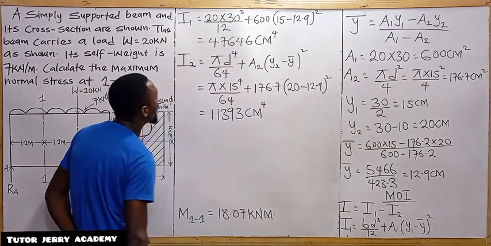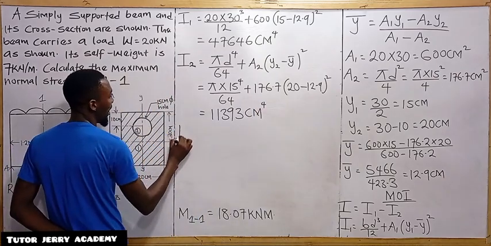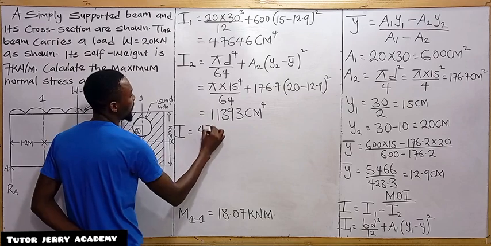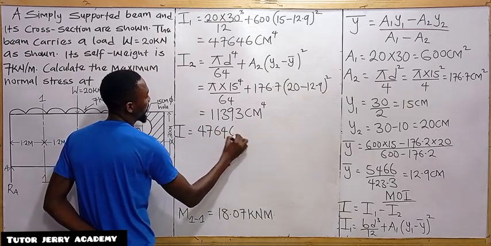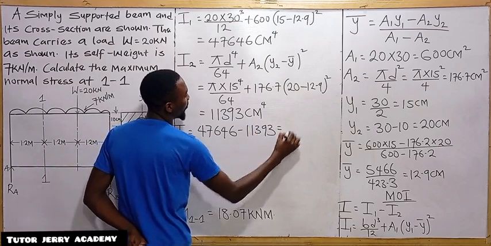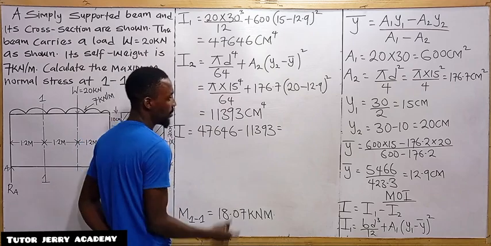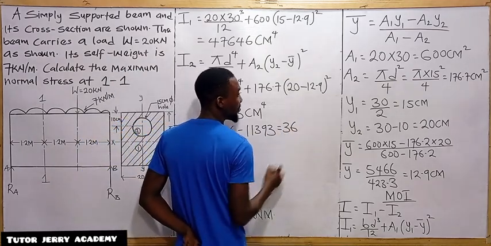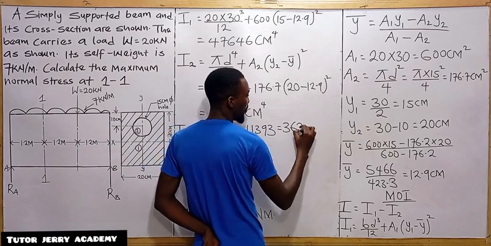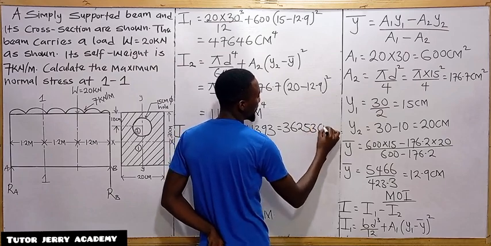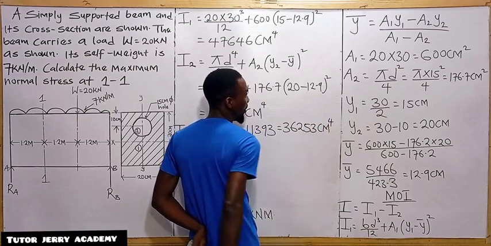All right. So now we can therefore calculate our I. So our I is I1 minus, that is 47646 minus 11393. So this will be equals to what? If you subtract, you are going to have this to be 36253 centimeter to the power of 4.